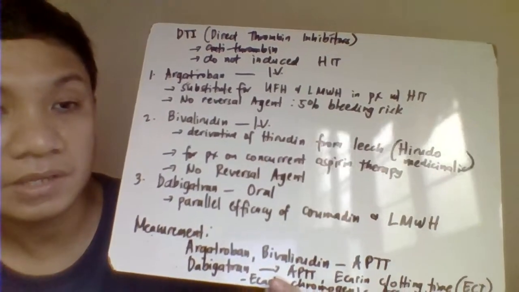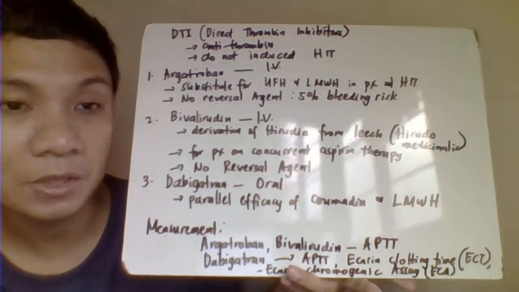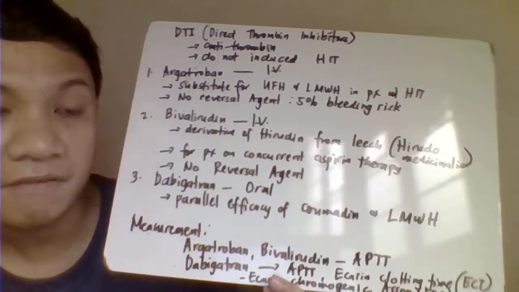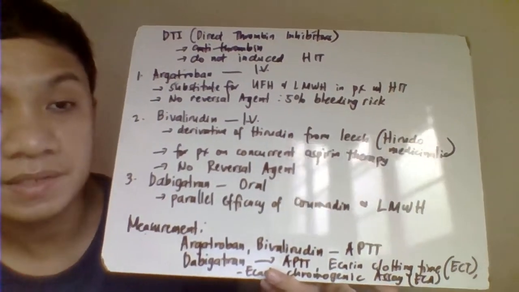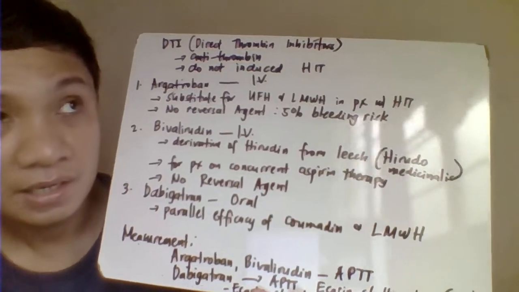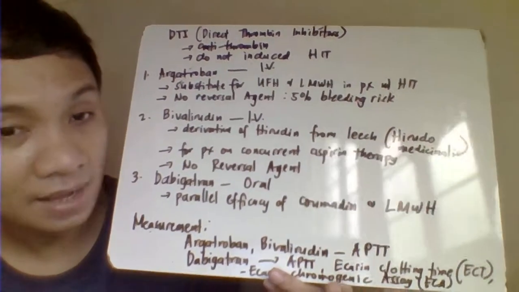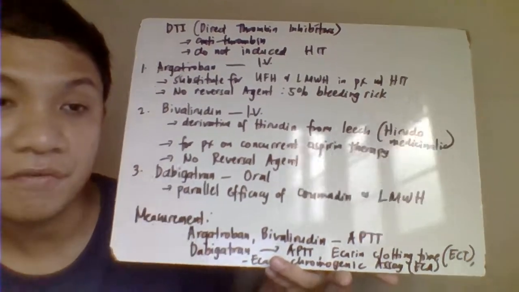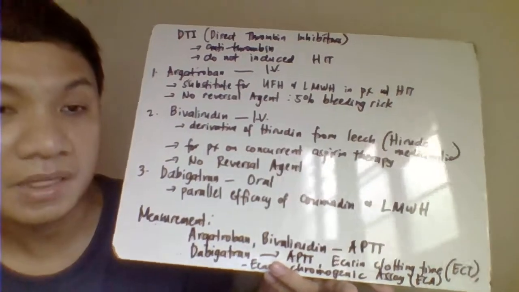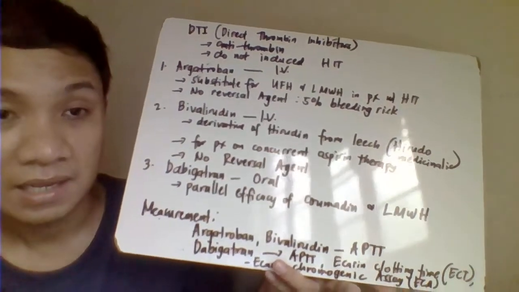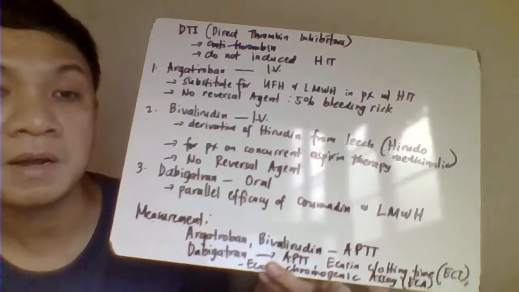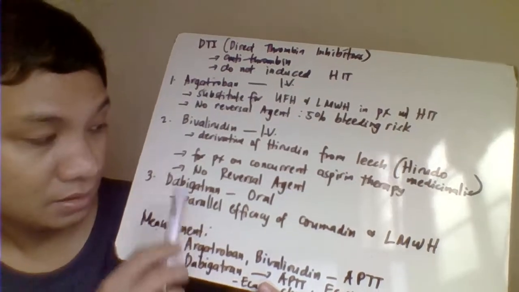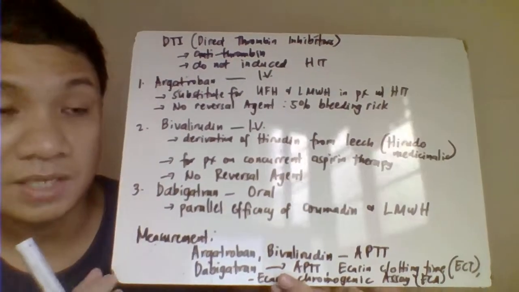Another one, bivalirudin is also a DTI, direct thrombin inhibitor, which is also administered through your IV. Okay, so this is a derivative of hirudin, which is derived from the leech Hirudo medicinalis. So our leech has therapeutic value. Okay, so this is also used for patients on concurrent aspirin therapy. So it could have a good effect. If the patient is on aspirin therapy, then you can give bivalirudin and that would have a good effect. Reversal agent, none also, because it does not have much bleeding manifestation.